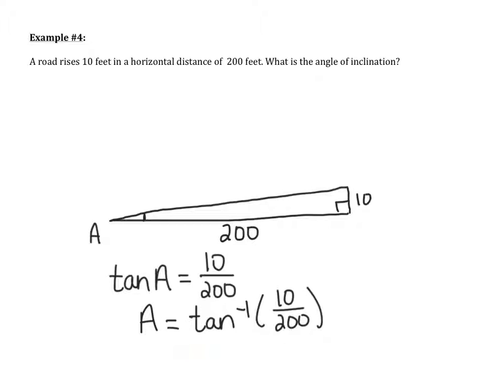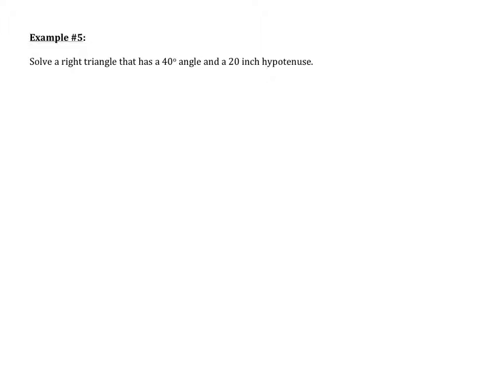This is my exact answer, but if somebody asks you how high the angle of inclination is for a road, you wouldn't answer it as the inverse tangent of 10 over 200. You would give them an approximate angle degree. So let's type this into our calculator. And I got approximately 2.9 degrees. So if the road only rises 10 feet in a matter of 200 feet across, the road would only rise 2.9 degrees. And now on to example number 5.